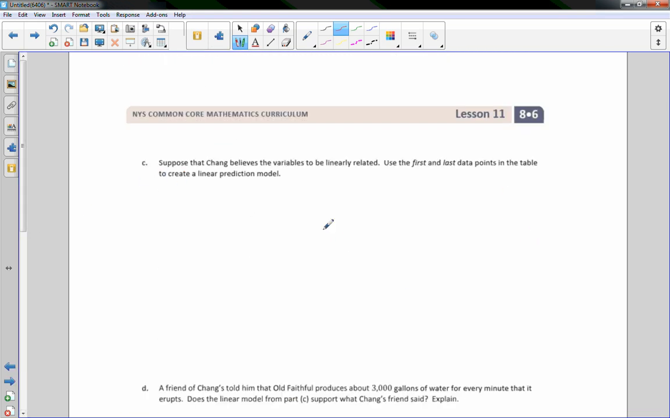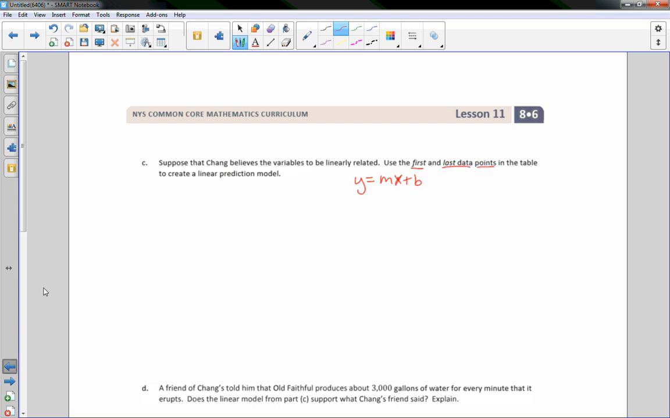Part C says, suppose that Chang believes the variables to be linearly related. Use the first and last data points in the table to create a linear prediction model. Okay, so what they're saying here is we want to come up with an equation, y equals mx plus b. So y is my dependent variable, m is my rate of change, x is my independent variable, and b is my y-intercept.